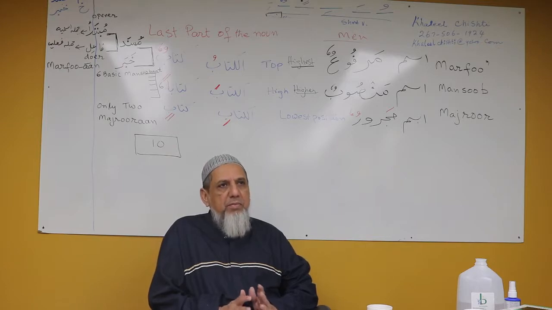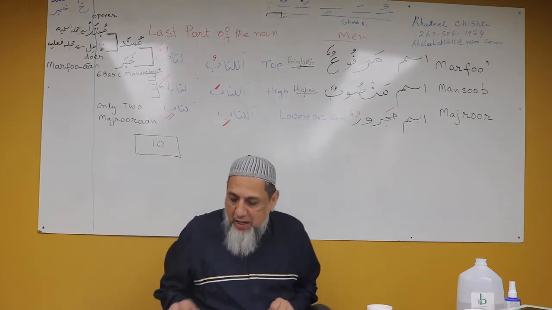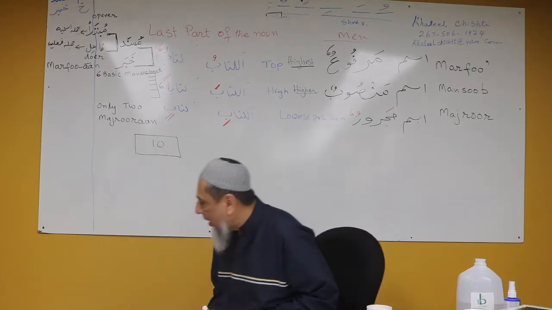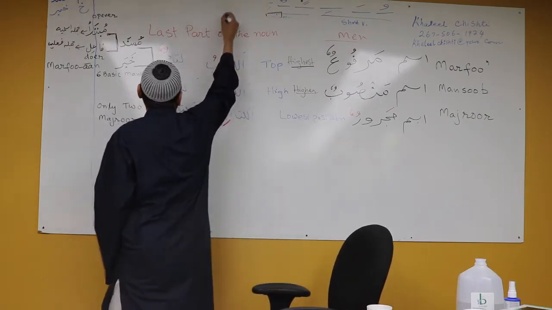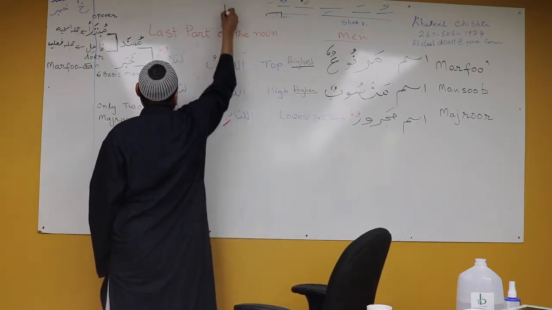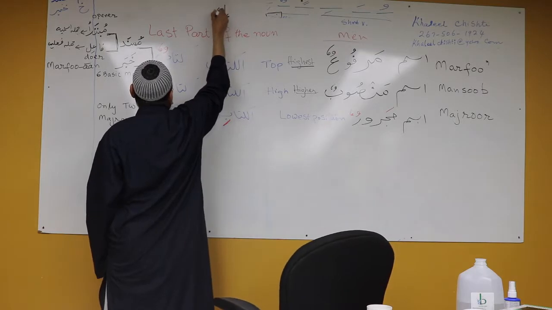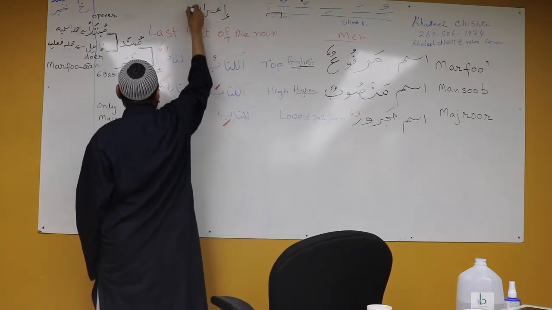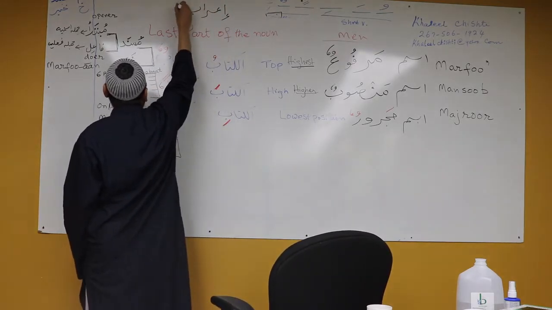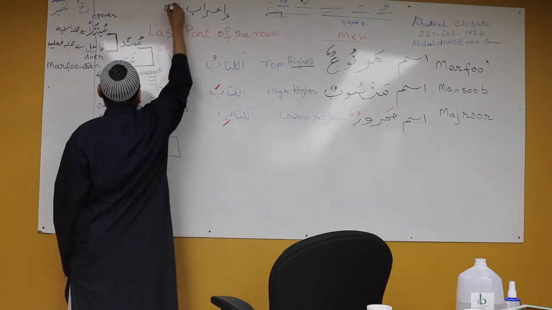Mu'arabat means i'rab. These are called i'rab. These are the heading, the i'rab of noun.